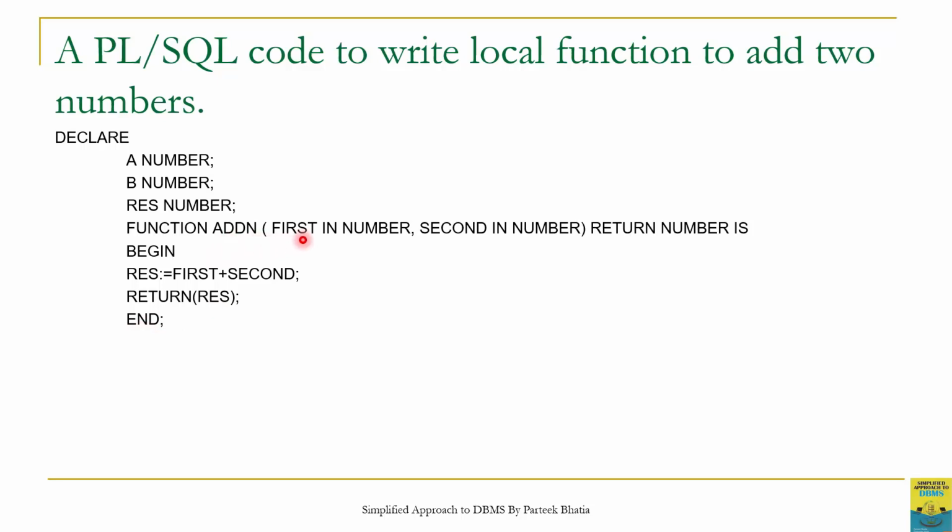It has two arguments, first in number type, second in number type. It returns a variable of number type. Is is a keyword which is a part of syntax. Then we start with begin. There is no need to declare any local variable in this case. In the begin section, we are performing addition of these two arguments and storing it in a third variable res, and we are also returning its value with the use of the return statement. Then the function body is terminated with the end statement.